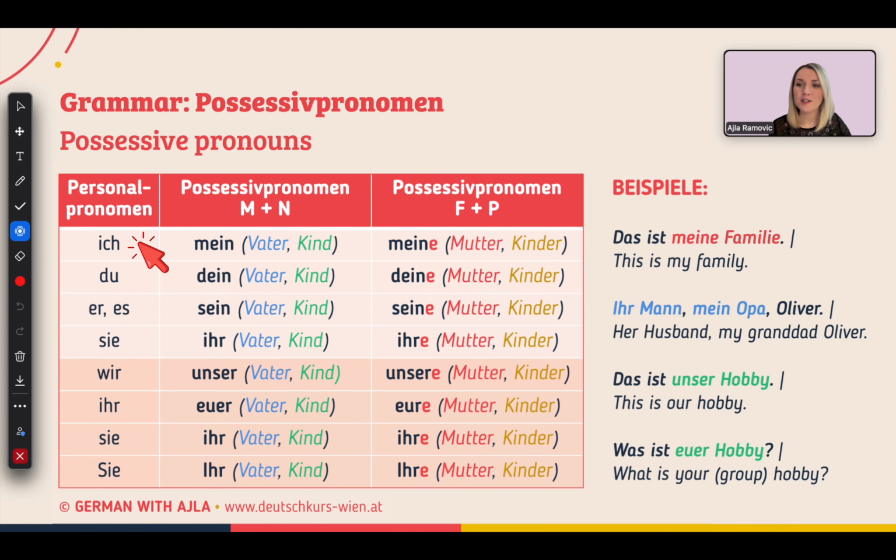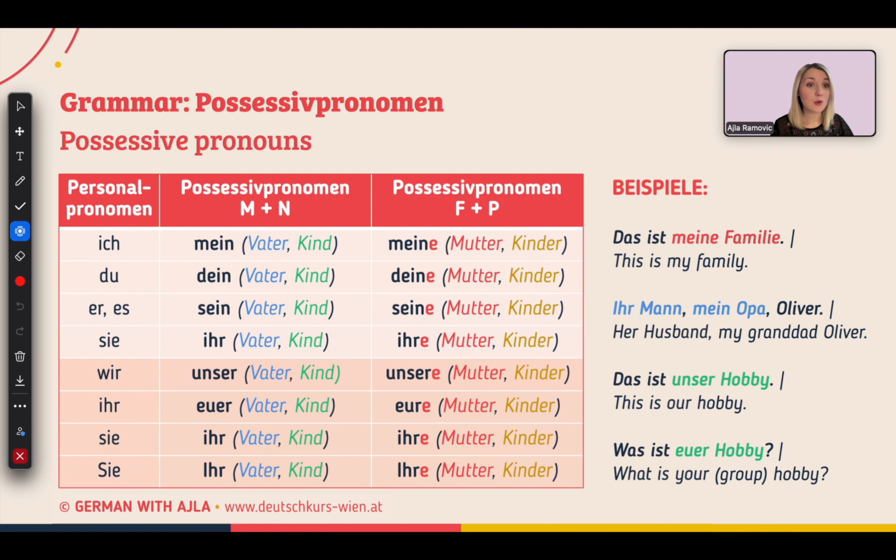Starting off with the first personal pronoun in German, ich, which means I. The possessive pronouns that we use here are mein and meine. So this is different in comparison to English. As you can see, here we have two forms for possessive pronouns, mein und meine. The difference is in the ending e. Why do we have these two forms and how to know which form to use when.